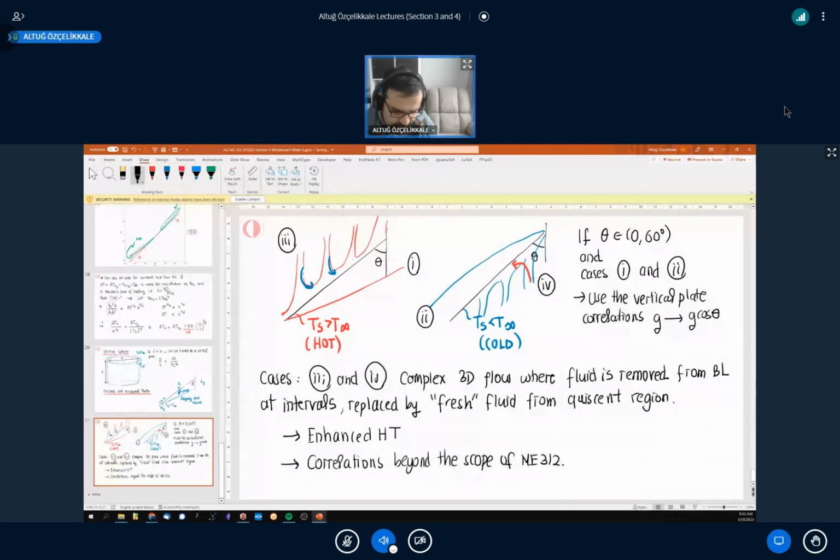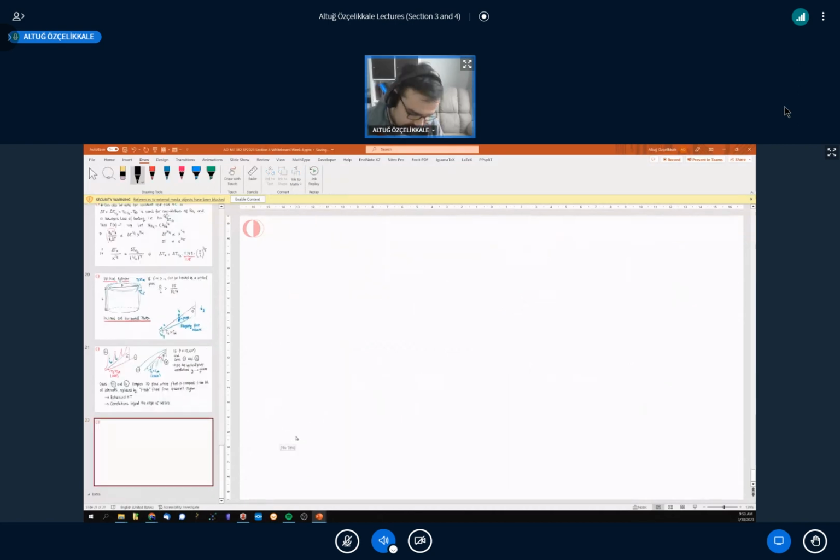Same goes for conditions 1 and 2 if this angle is between 60 and 90. We don't have correlations for that, and you will need to refer to texts that have these correlations in the literature. All right, after all, our class is an introductory undergraduate course. But then we have correlations for the limiting case, which is the horizontal plates.